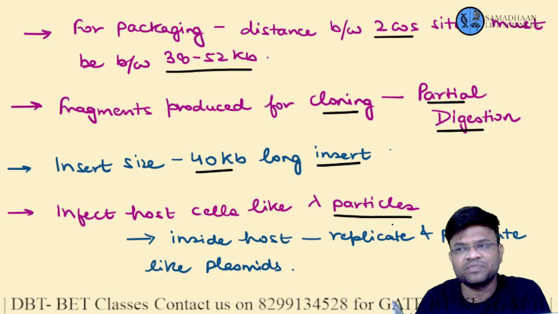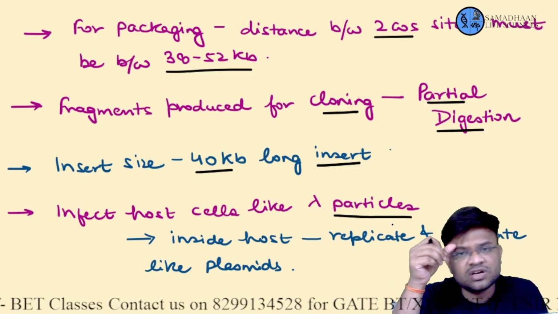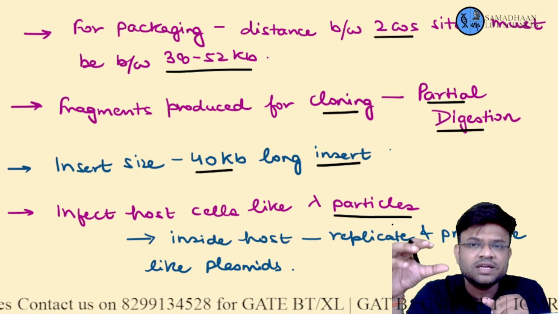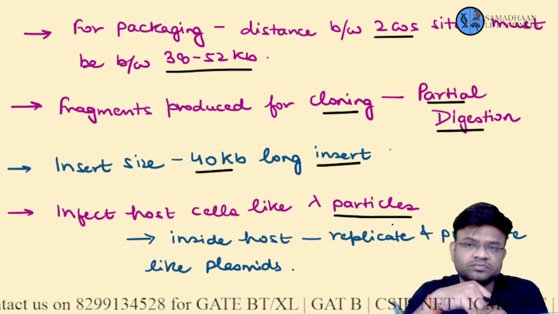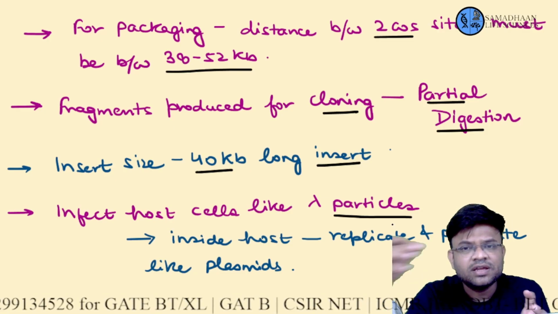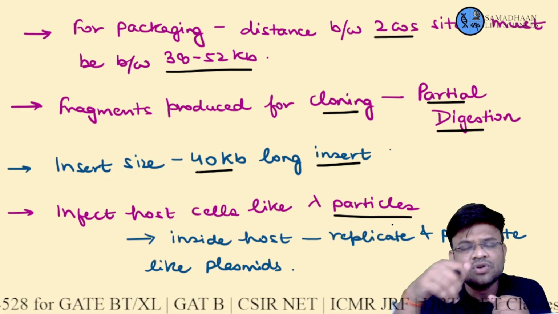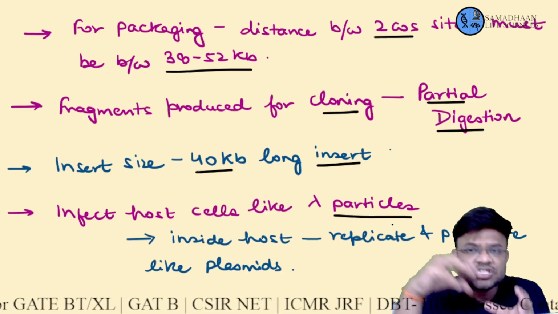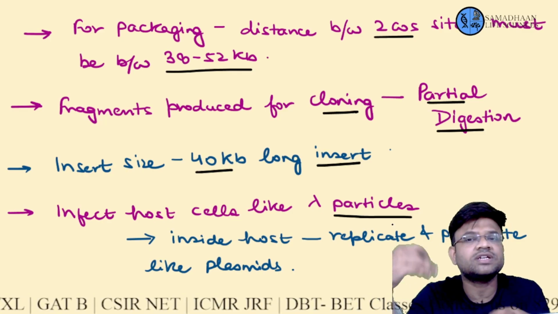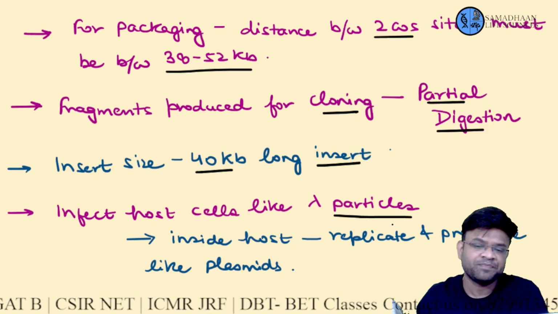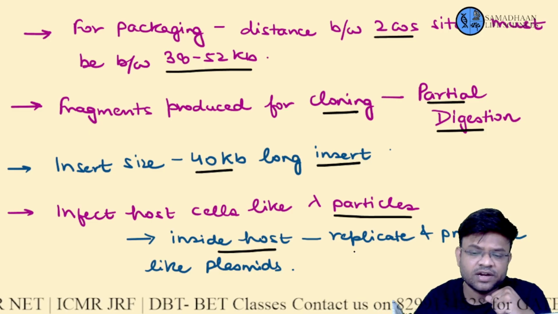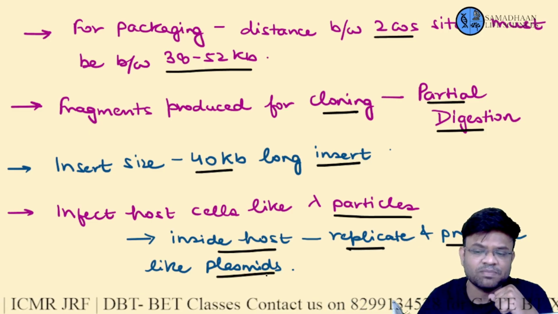Now this is a very useful feature of the cosmid vector. Why? Because you are packaging the cosmid vector inside the lambda bacteriophage, and this lambda bacteriophage has an intrinsic ability to infect the bacteria. So you do not have to put in extra effort for transferring the gene of interest inside the bacteria. That will be done completely by the vector because it has that intrinsic capacity. Next, when this vector reaches inside the host, it replicates and propagates just like a plasmid. Why?